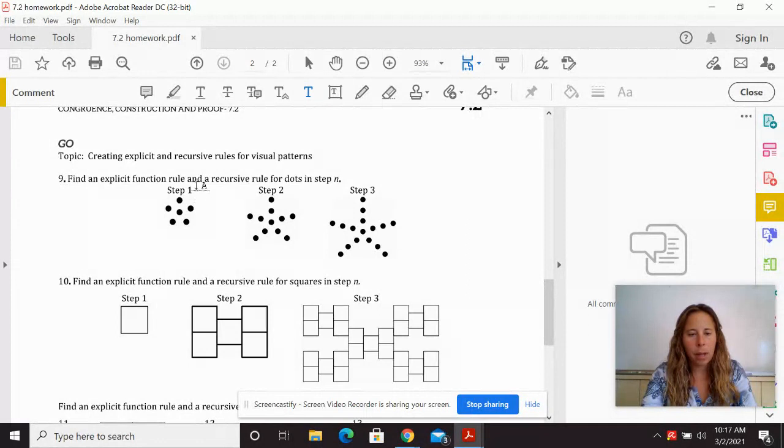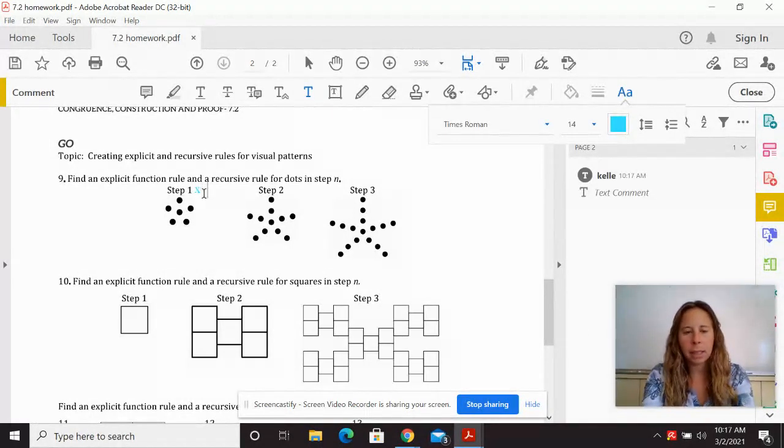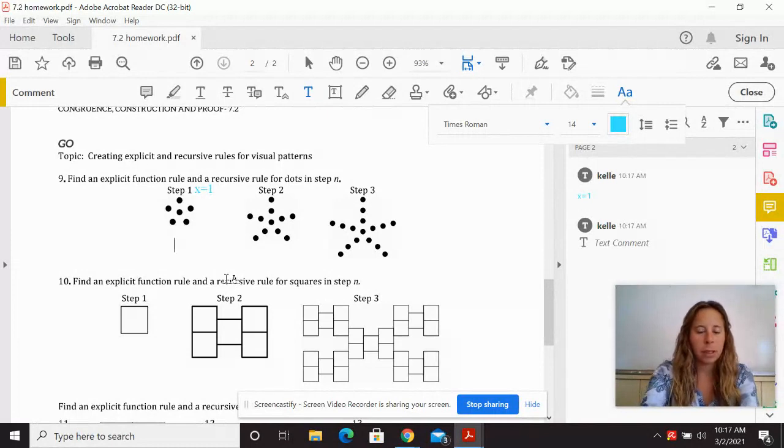I have step 1, which means x is equal to 1 here. Step 1 is x equals 1. How many dots do I have? 1, 2, 3, 4, 5, 6. I have 6 dots. Yes? Okay. Pause me and figure out how many dots you have in step 2 and step 3.